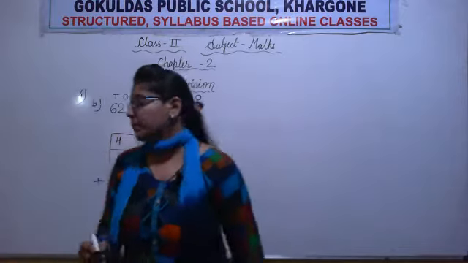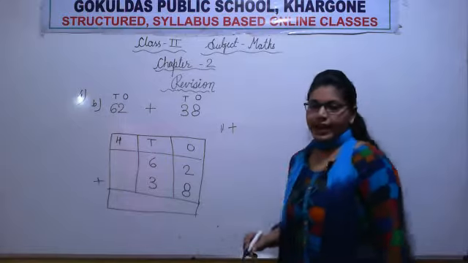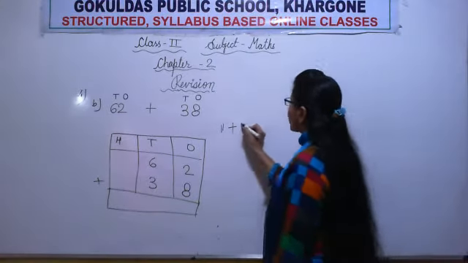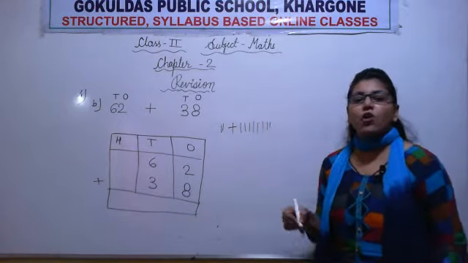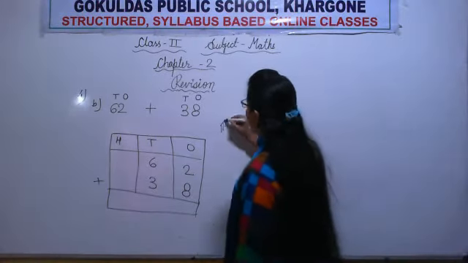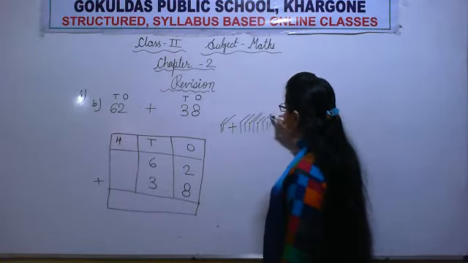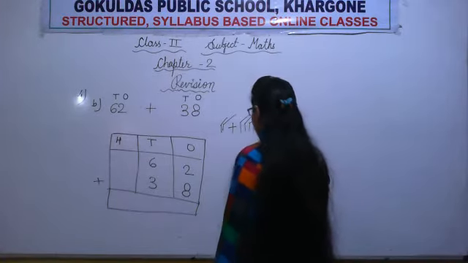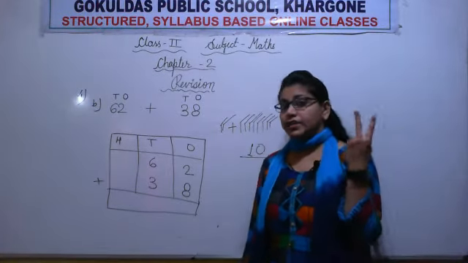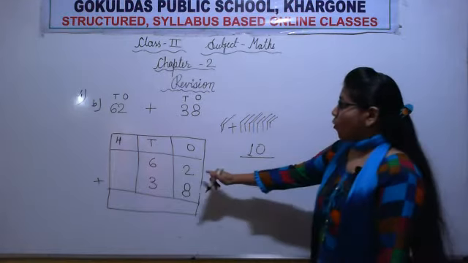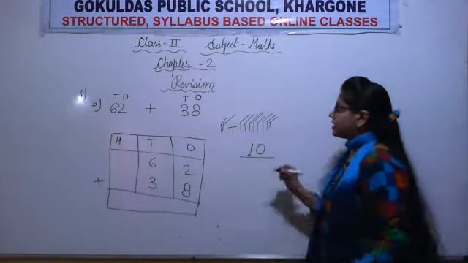Now let's add them. 2. So we will draw 2 sticks for that. 8. So we will draw 8 sticks. Okay. Now let's count how many sticks are there. 1, 2, 3, 4, 5, 6, 7, 8, 9 and 10. See, we added one digit numbers and got a 2 digit answer.